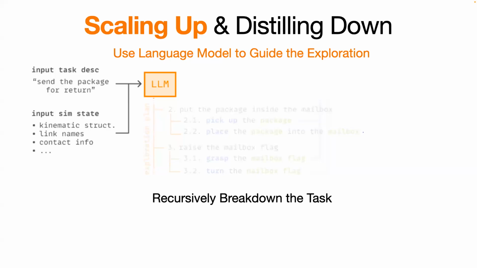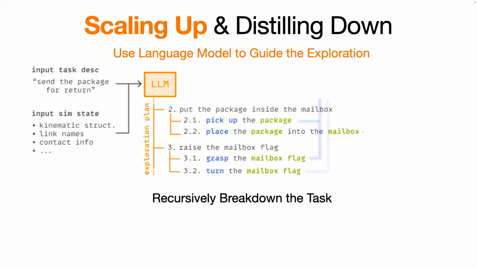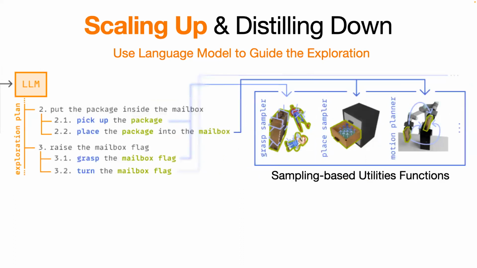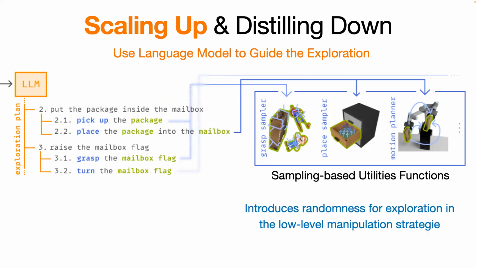We'll use large language models to first break down the task into subtasks, basically generating a plan. And then we'll give the large language model the ability to call sampling-based utility functions that we know how to call. For example, we allow them to call grasping samplers or motion planning in order to generate those low-level action trajectories.